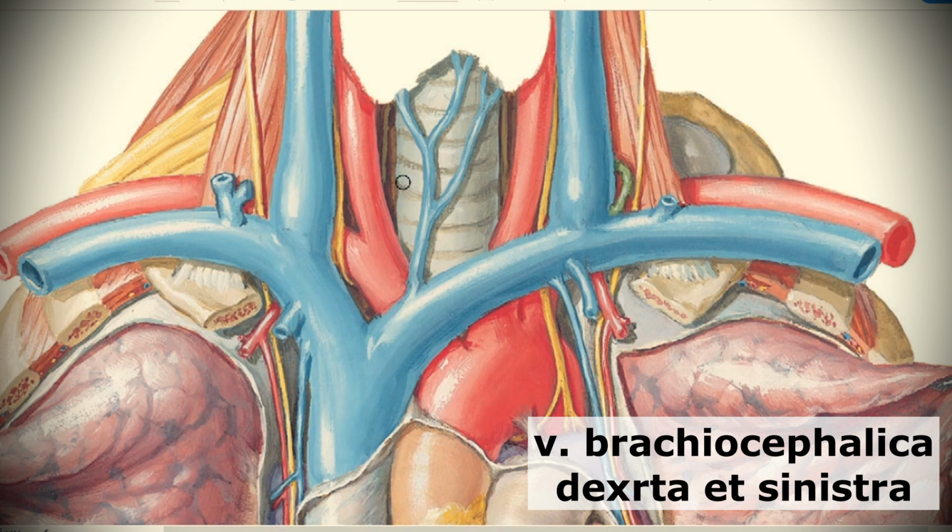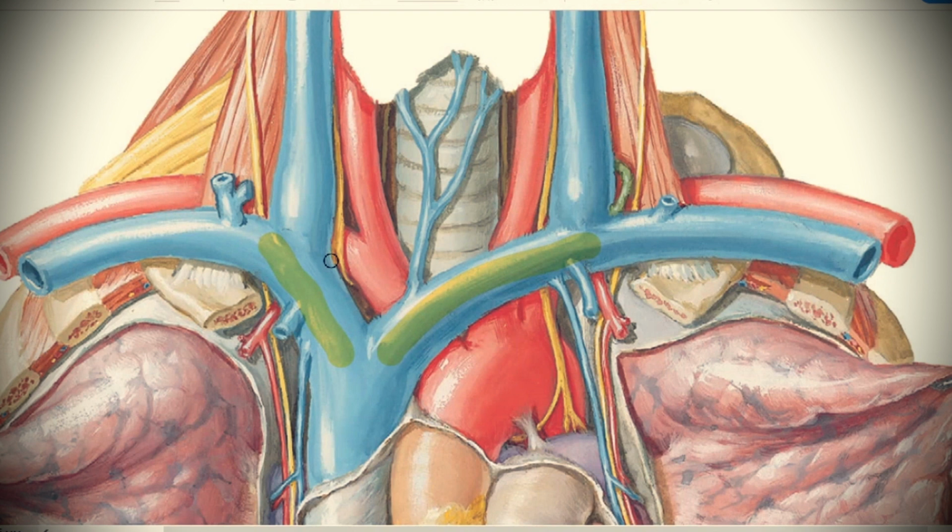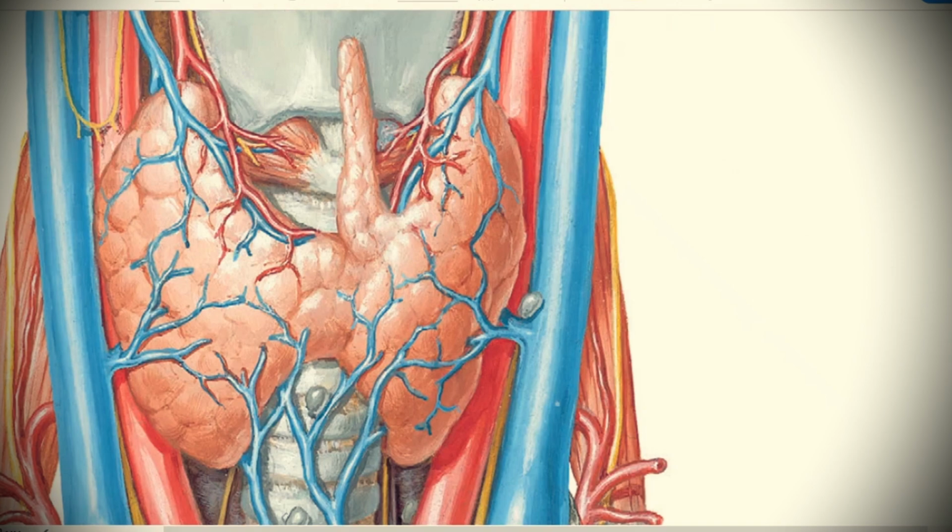As you can see, the right one is short, the left one is long. The right one is about 2.5 to 3 centimeters. The left one is two times longer, about 5 or 6 centimeters. They both originate behind the articulatio sternoclavicularis from the union of the subclavian and internal jugular veins. Brachiocephalic veins have a lot of tributaries. So you can divide them into big tributaries and small tributaries.